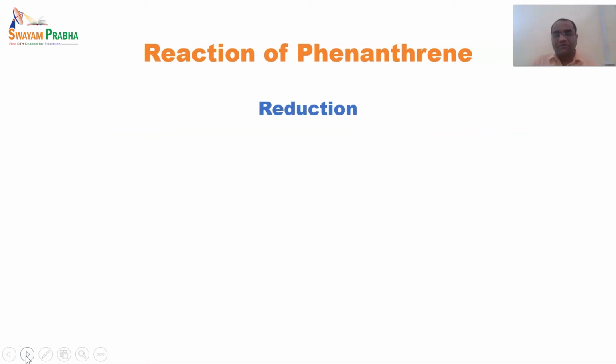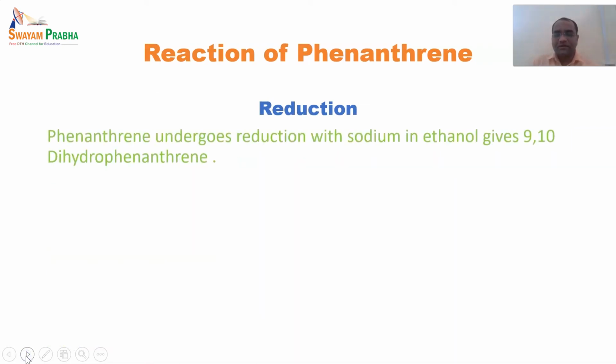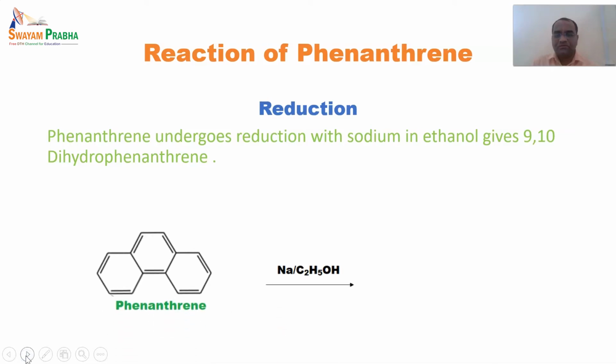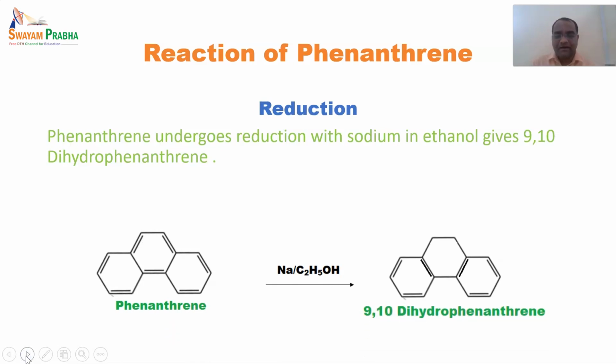Reaction of phenanthrene, further reaction, that is reduction of phenanthrene. Phenanthrene undergoes reduction with sodium and ethanol, gives 9,10-dihydrophenanthrene. So one simple reaction, just heat with sodium and ethanol and we get 9,10-dihydrophenanthrene.